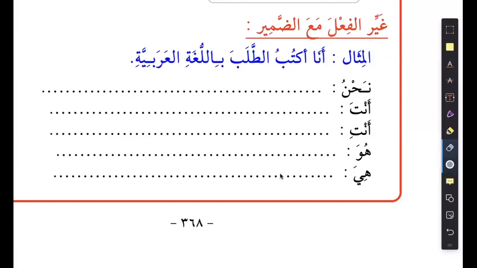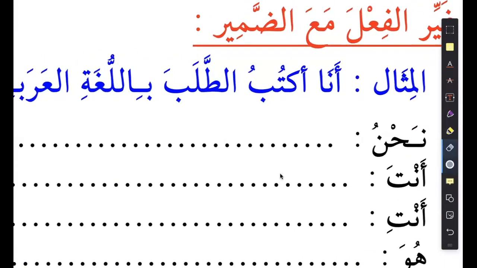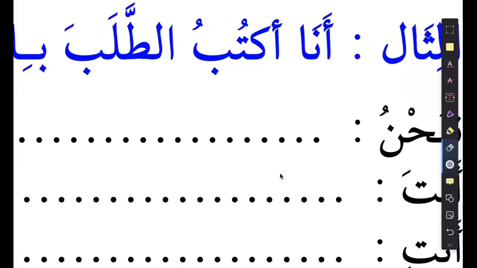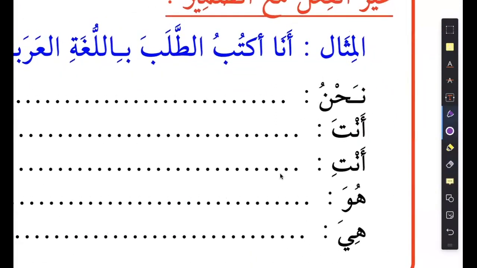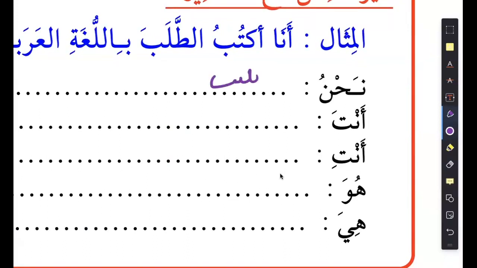Okay, so how do you conjugate a verb into all the pronouns? So here he gives you aktub, that means I write. How do you say we write? Who can tell me? Naktub, excellent. So he said naktub, naktub.